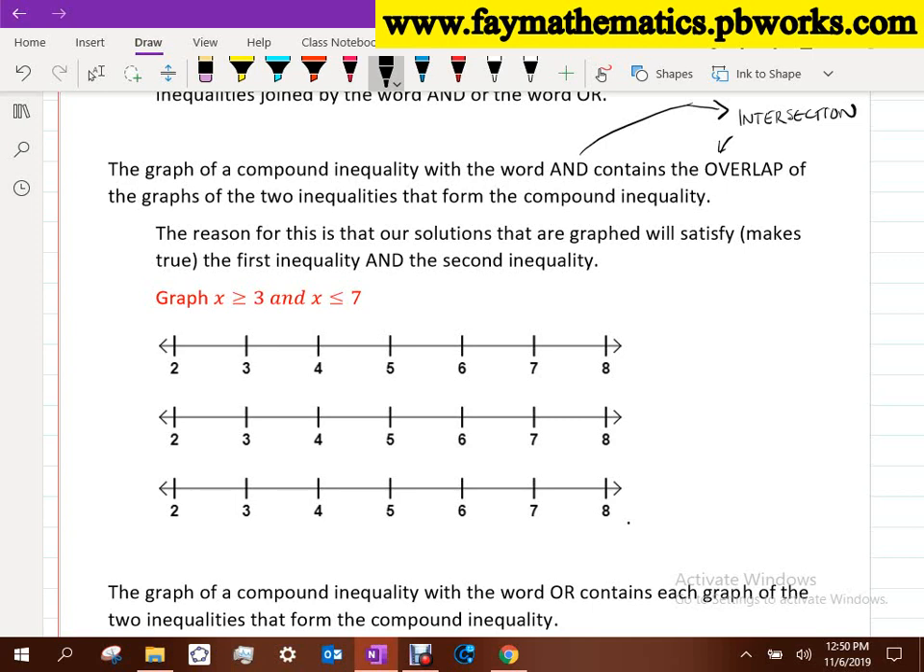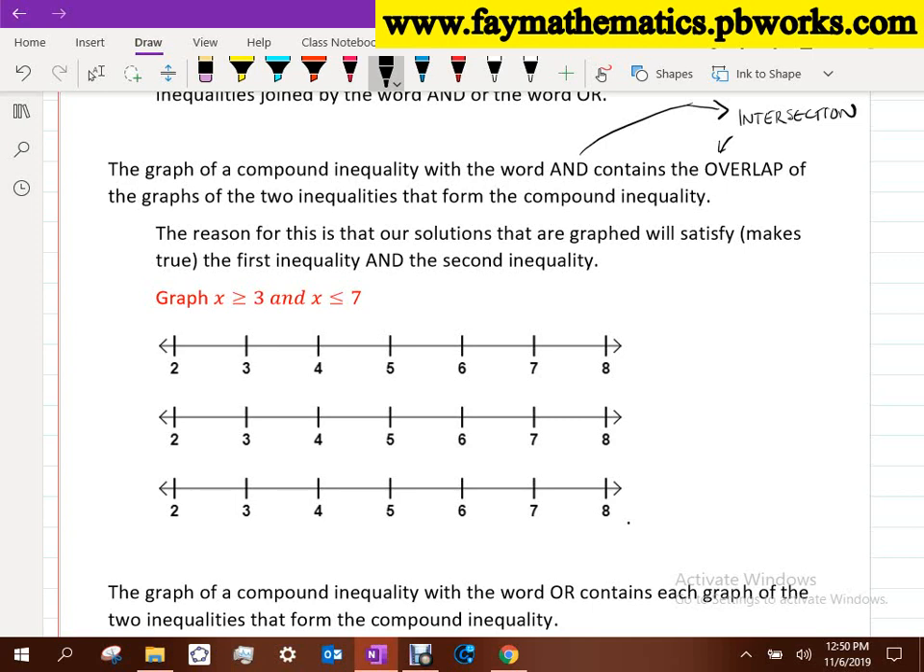So if I look at that statement that says graph x is greater than or equal to 3 and x is less than or equal to 7, the numbers that show up in the end as a solution are analogous to that group of people that were male and had blue eyes. They have to have both those conditions. So to be in our solutions for that problem, the numbers need to be bigger than or equal to 3 and they have to be less than or equal to 7. Does that make sense? So give me a number, any number you want to.